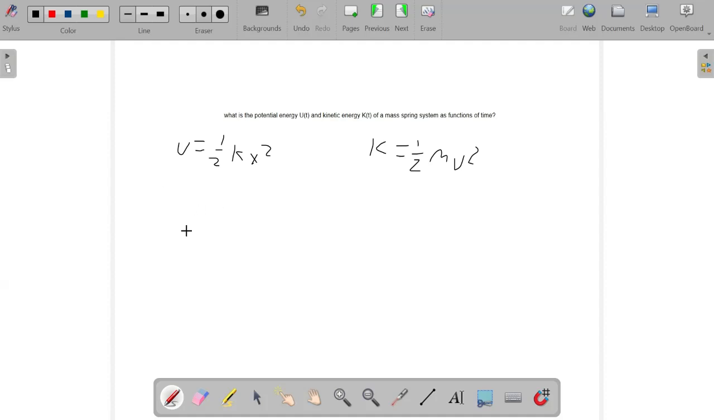What equation you use depends on the context. You're going to generally assume that x is equal to a cosine of omega t and v equals minus a omega sine of omega t. This is just based off assuming the starting position.